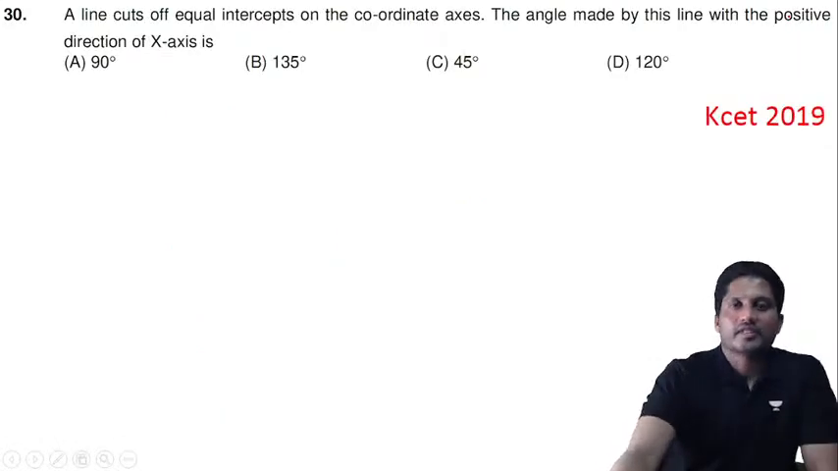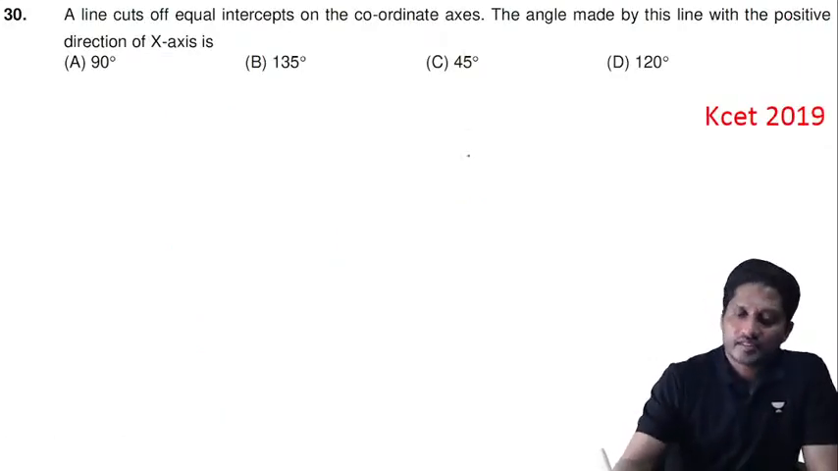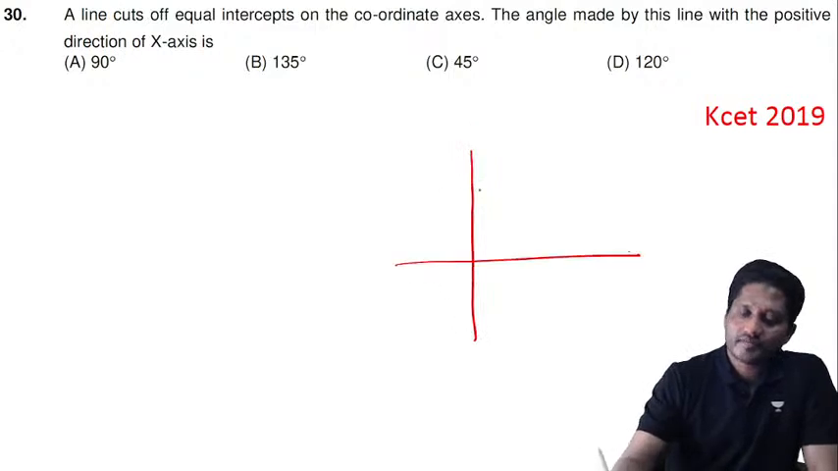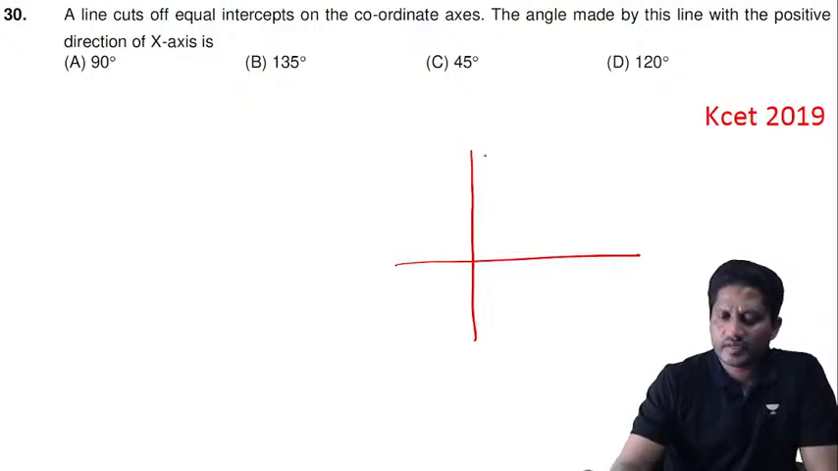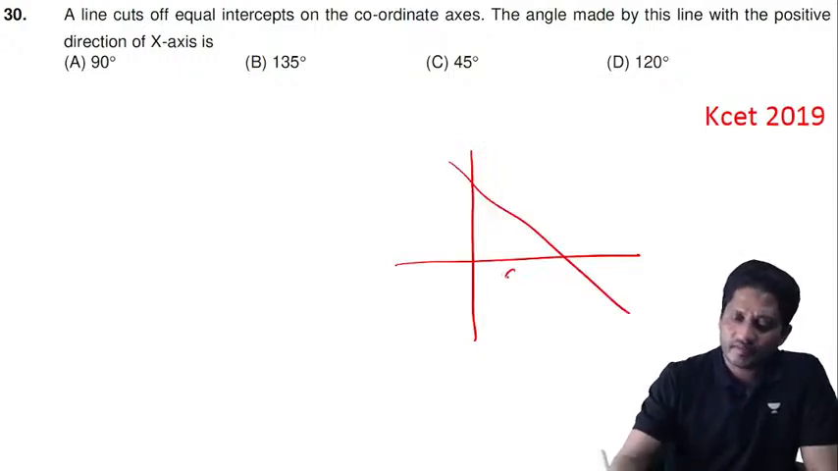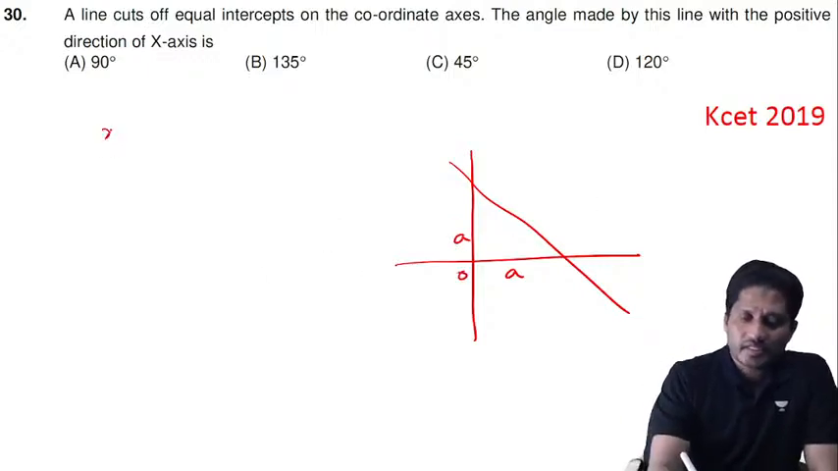Let's move to the next question. A line cuts off equal intercepts on the coordinate axes. Find the angle made by this line with the positive direction of x-axis. So x-intercept is a, y-intercept is also a. The equation of the line is x by a plus y by a equal to 1.